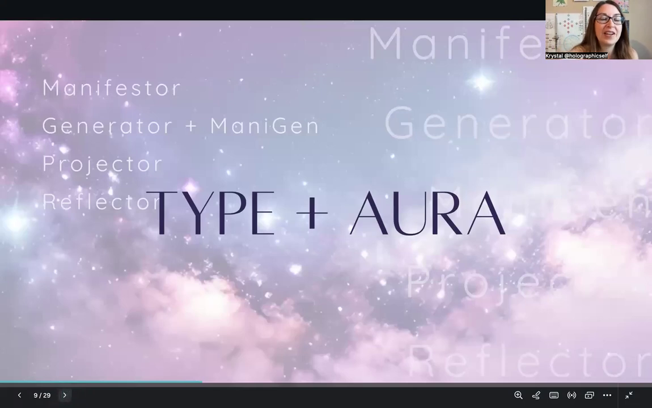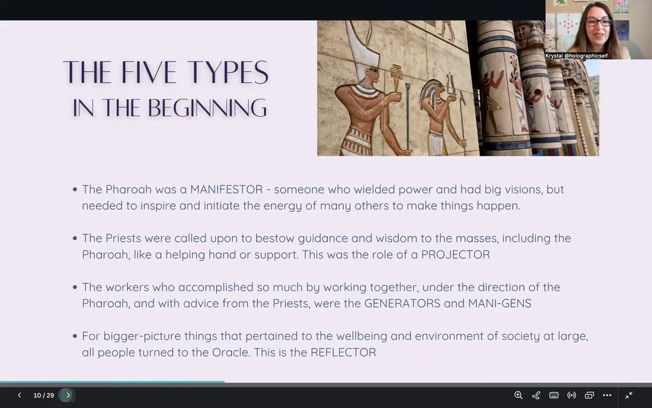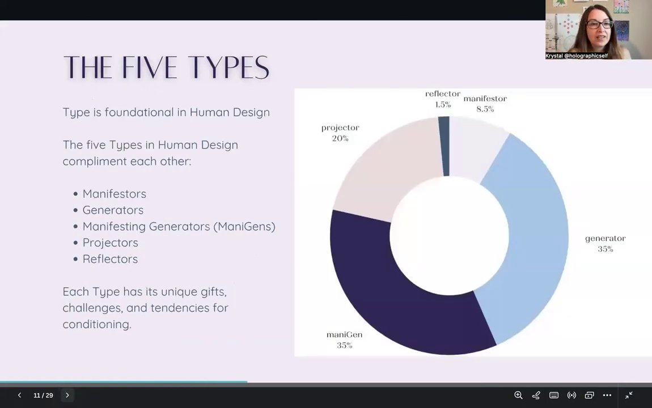Now we're going to get into type and aura a little bit. So type is foundational in human design. Generally, when someone asks you for your chart, what's your human design? You'll want to say your profile and your type. And so profile is the numbers that come with your chart. For me, it's a 6-2. And then your type is going to be manifester, generator, or Manny-Gen, which is a subtype, manifesting generator, projector, or reflector.